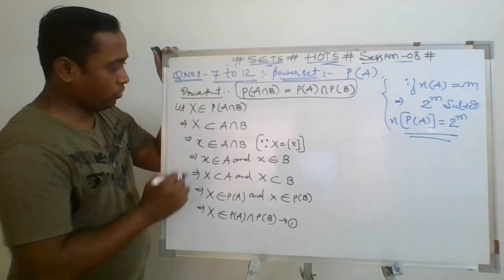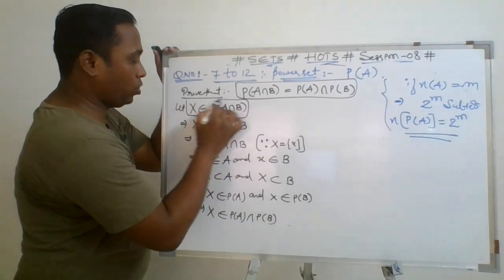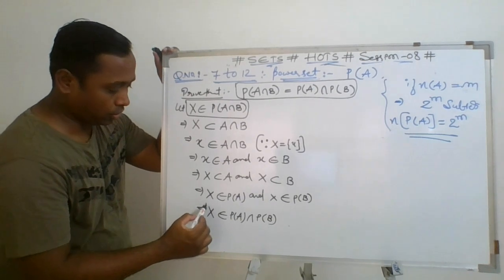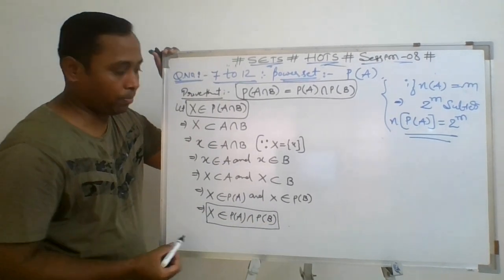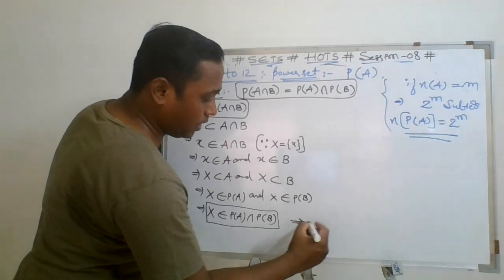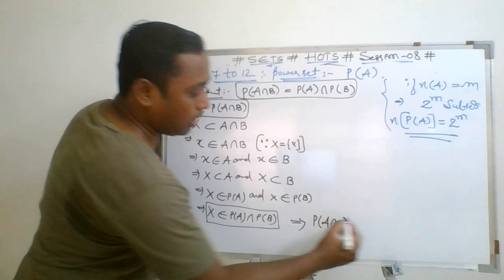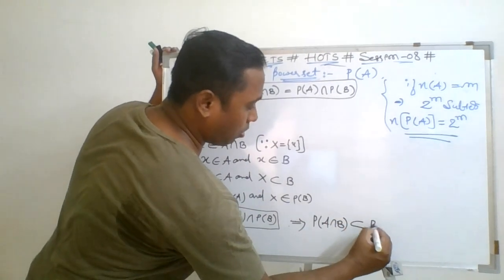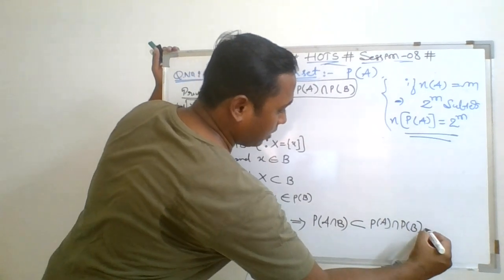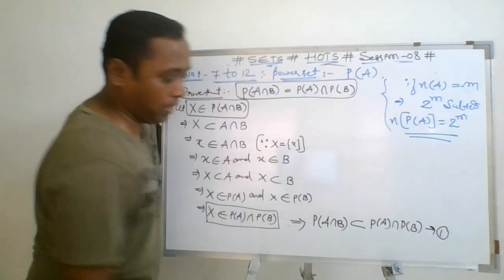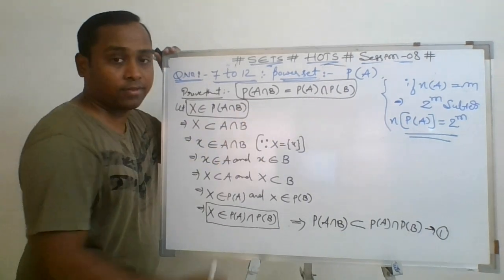So what I can speak here, that if X belongs to power set of A intersection B, it also belongs to P of A intersection P of B, which results that power set of A intersection B is a subset of P of A intersection P of B. This is half part done. I have proved that this set is a subset of this.